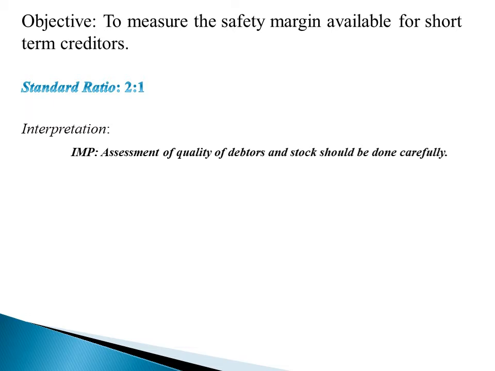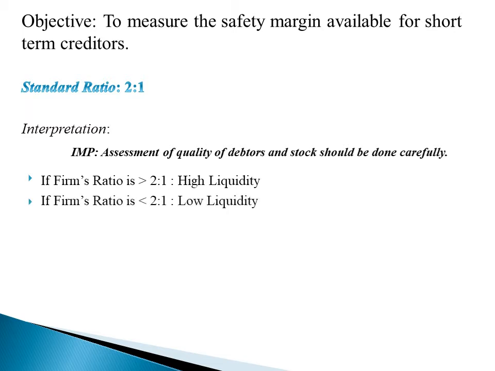If the firm's ratio is greater than 2:1, it indicates high liquidity. Such a firm has the ability to meet its short-term obligations. Whereas if the firm's ratio is less than 2:1, it indicates low liquidity, which means the firm may face difficulty in meeting its short-term obligations. Remember that this ratio should not be too high or too low.